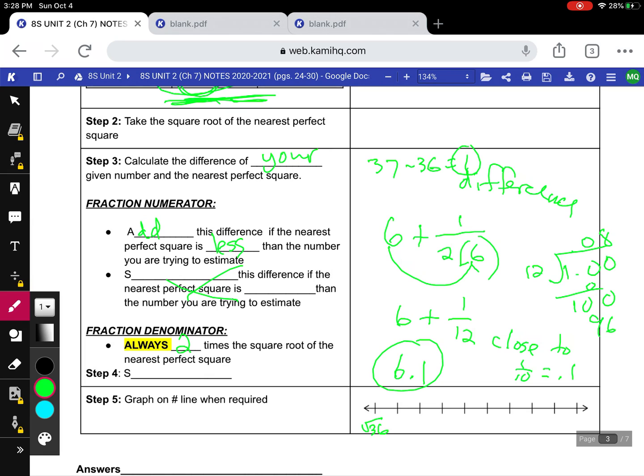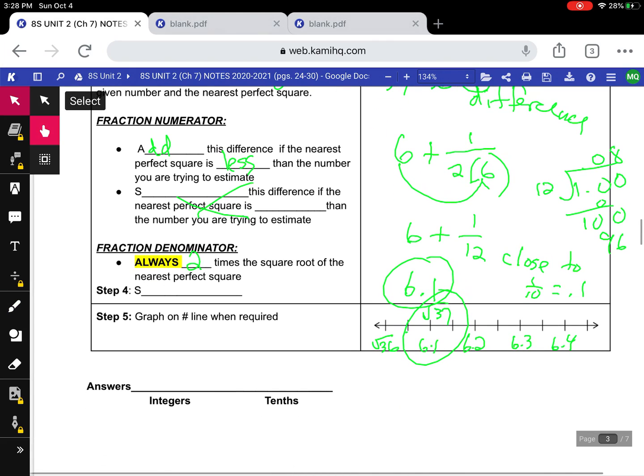Then we just graph it on the line. I'm going to do the square root of 36 down here. And then we've got 6.1, 6.2, 6.3, 6.4, etc. And we know the square root of 37 is right here. So that's where we graph it.